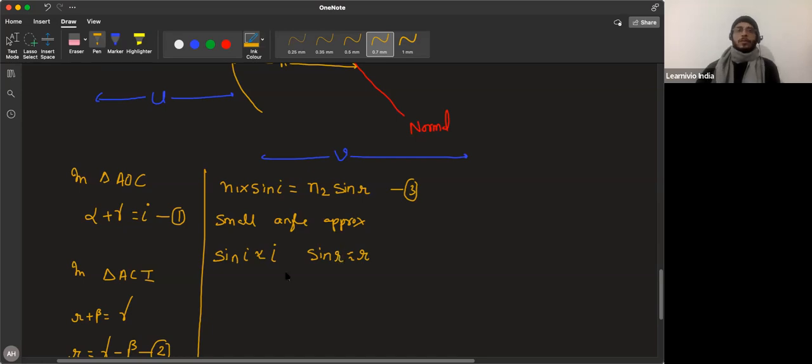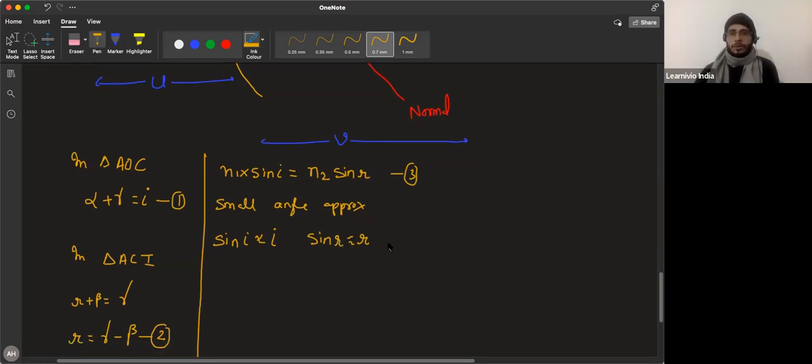This is sine R. So what we can do is, this is equation number 4. We can substitute 4 in 3. So when we substitute 4 in 3, what we get is N1 into sine I, sine I is I, equals N2 into R. That's equation number 5.